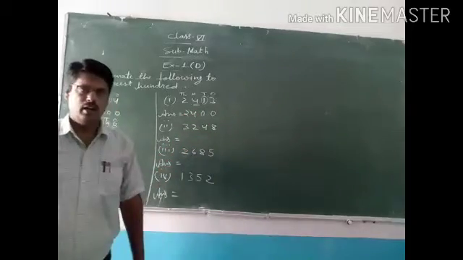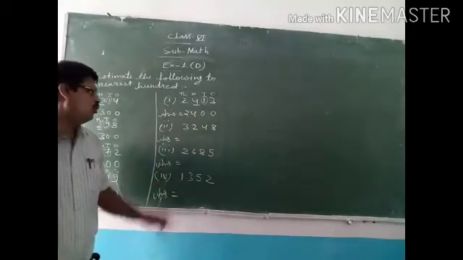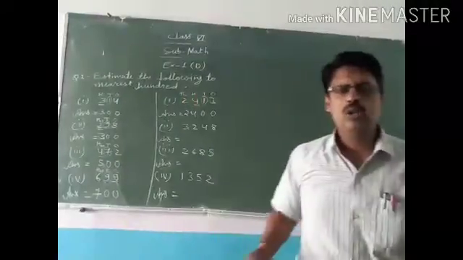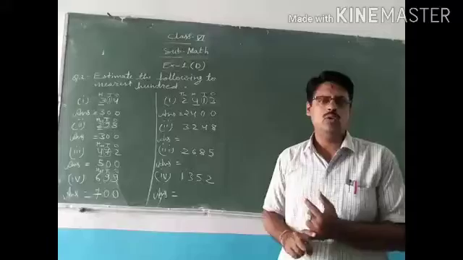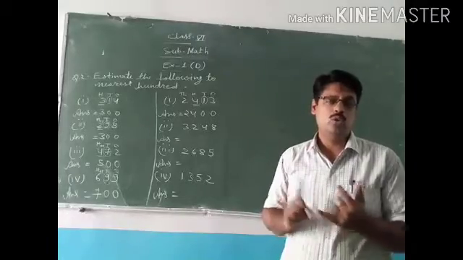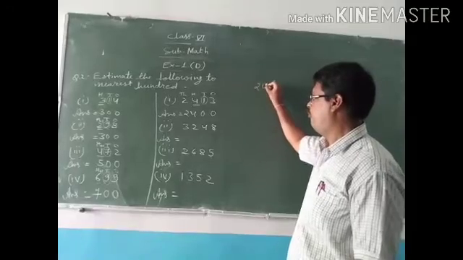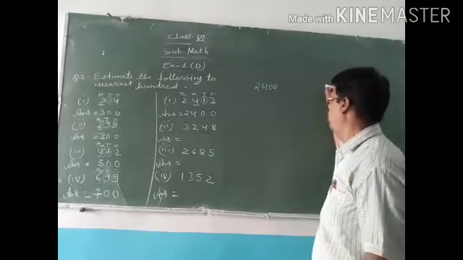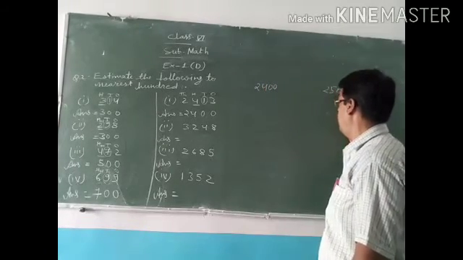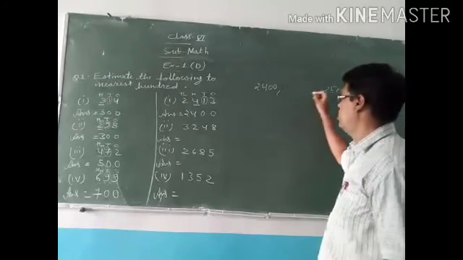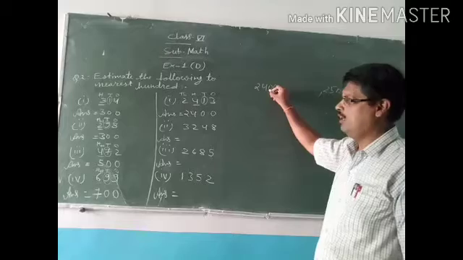2400. Understood? That means 2413 comes between 2400 and 2500. 2400 और 2500 के बीच में ये नंबर है. ठीक है, कौन सा? 2413. तो ये किससे ज्यादा nearest होगा?